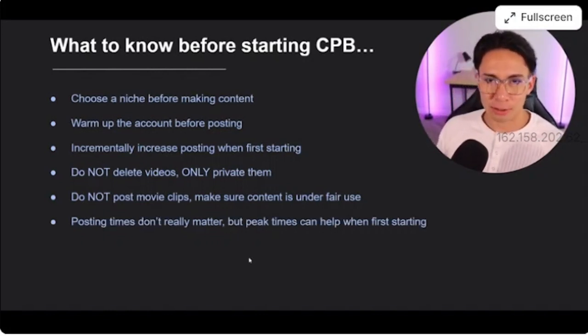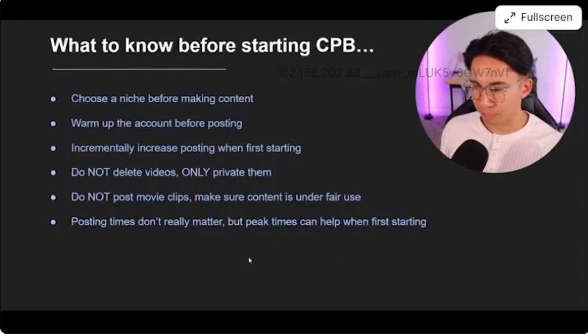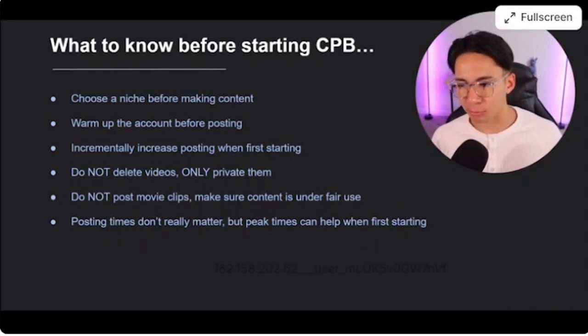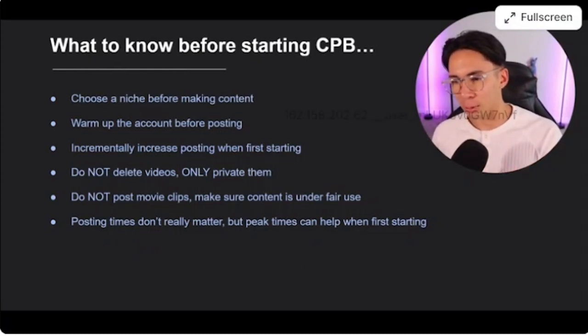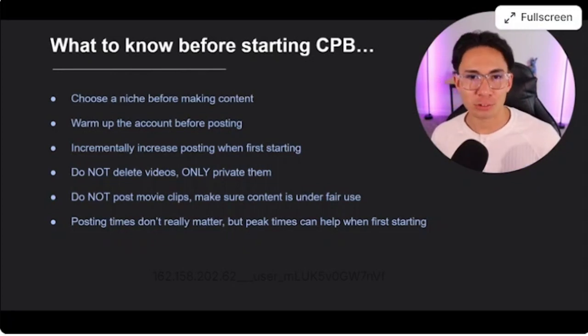Posting times don't really matter, especially with the Creativity Program, but if you're just starting out, you should be posting around the peak times. Like I said, guys, I've been doing this for years. When I was first starting my account in COVID, I had 0 followers. It was really sad thinking back. I would post every day between 12 p.m. and 2 p.m. Eastern Standard Time. That's what I found works best in the United States.